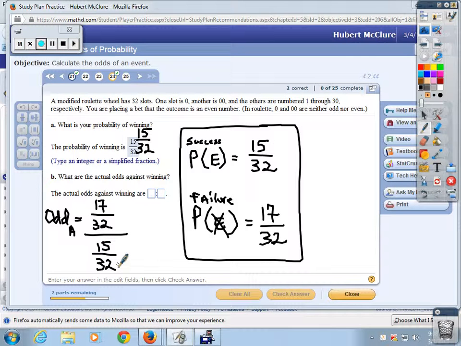And what do you do when you divide by a fraction? Multiply by the reciprocal, Hubert. Thank you, class. And what happens to the 32s? They cancel. That's why you need to leave it as a fraction. And your answer is 17 to what? 17 to 15.